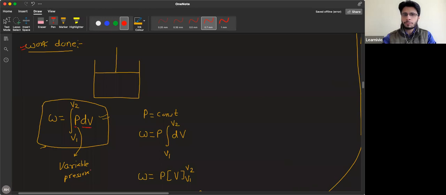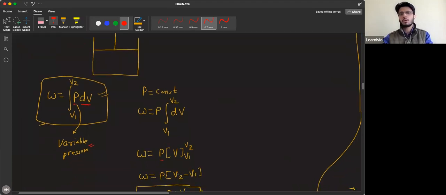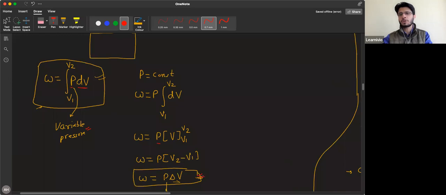This is when the pressure is variable. If the pressure is constant, instead of integrating, work done is just pressure into dV. The integration of dV is V1 to V2. Work done is P(V2 minus V1), or work done is pressure into change in volume. So you will be using these two relations.